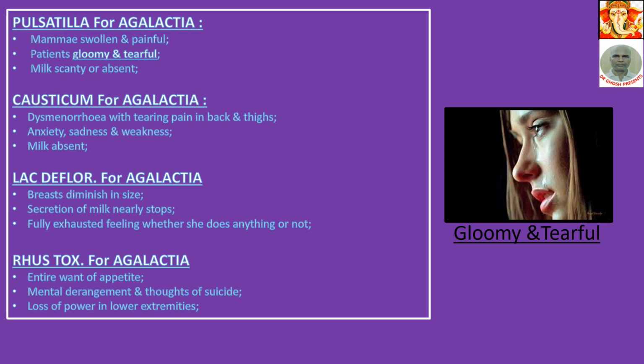She will have no want for any food. Her mental derangement is there and she is thinking of committing suicide all the time. Maybe there is agalactia, but this will be there also if Rhus tox is there. Loss of power in lower extremities. The Rhus tox patient, lower extremities are generally very weak. They cannot walk properly, they cannot run properly.